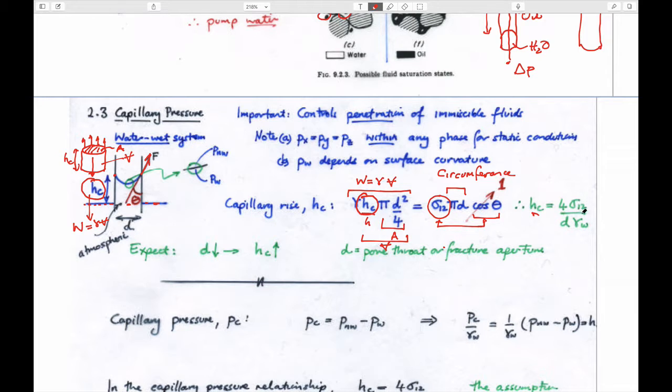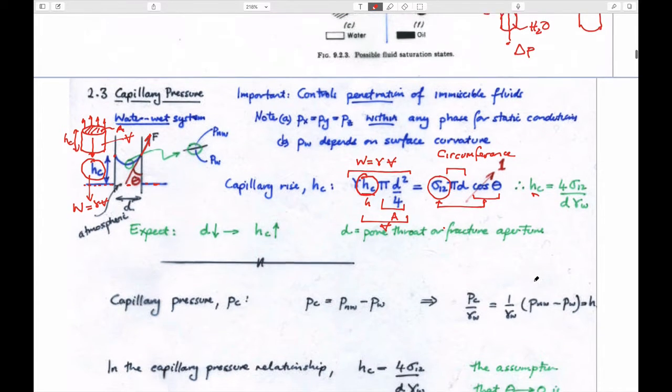It is proportional to the interfacial tension. Double the interfacial tension, you get twice the height rise. It is inversely proportional to the diameter of the tube. Half the diameter of the tube, you double the height rise. And it depends on the unit weight of the fluid, which is in the system as well. And so that's an important relationship.